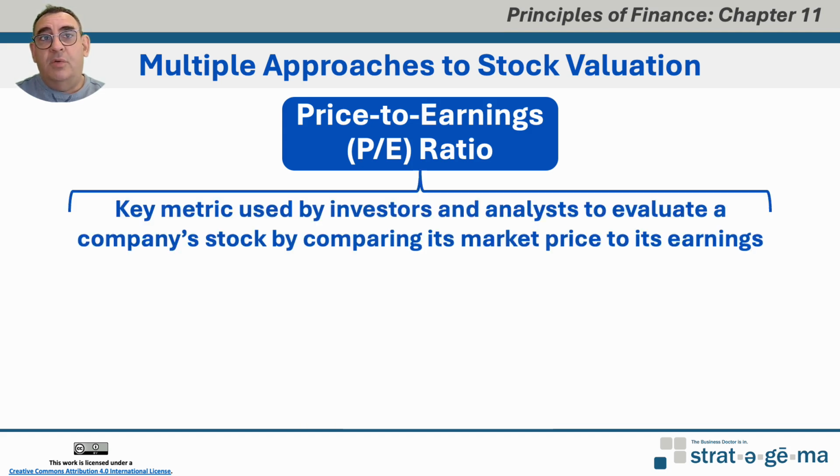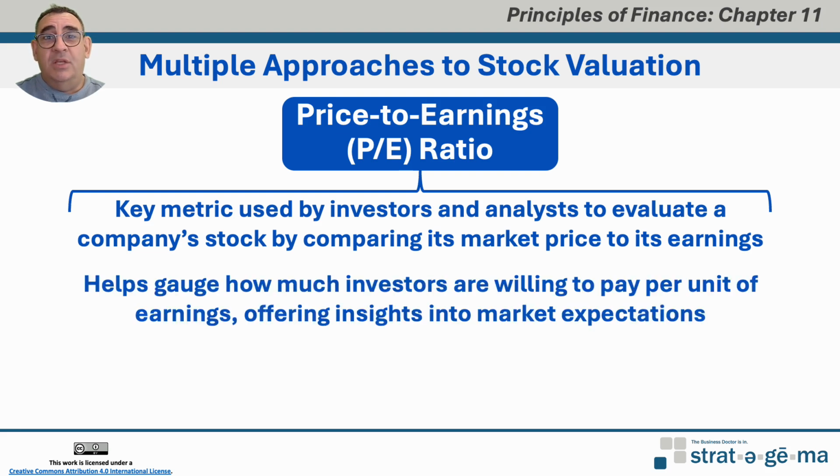So the PE ratio is a very common metric that's used by investors and analysts to value a company's stock by comparing its market price to its earnings per share. So if a company has earnings of $3 per share and its PE ratio is 10 to 1, then it would be trading at $30 a share. And you can see some very large multiples in the marketplace. The PE ratio helps gauge how much investors are willing to pay per unit of earnings, or earnings per share, and offers some insight into market expectations.